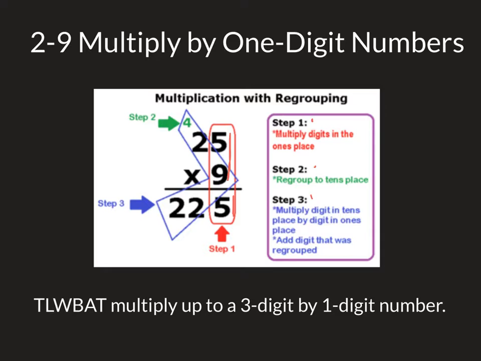Then step 2 is regroup to the tens place. So 5 times 9 is 45. So the 4 is going to go above the tens place. And then the 5 is going to come down here.